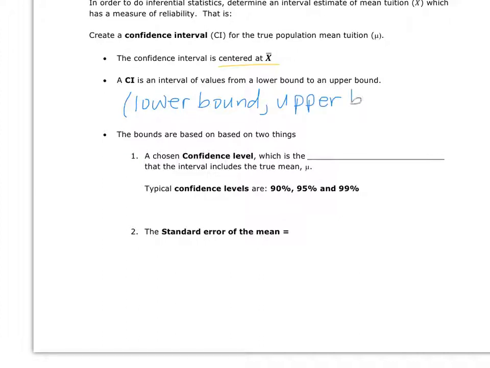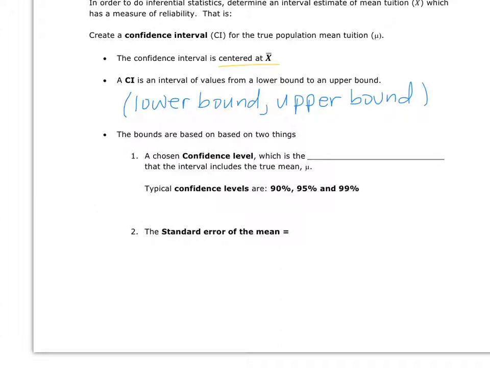So we represent that interval like this, where we have parentheses, we have one value, then a comma, and then another value. So the lower bound is just some value that's less than the mean, and the upper bound is some value that's greater than the mean, and the mean here is the sample mean.